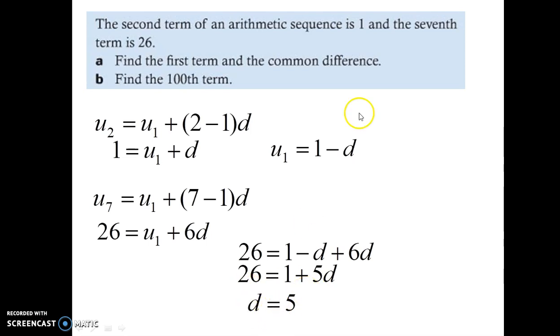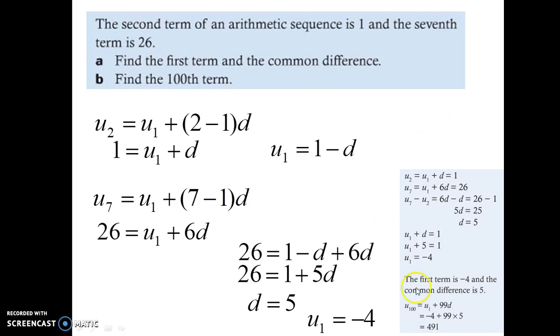And once you know d is 5, you put that in here, you can solve for u1, and u1 is negative 4. So basically this created a system of equations which we then solved by substitution, and we got our answers for d and u1. Now that you know d is 5, u1 is negative 4, you can find the 100th term. So try that using our formula.